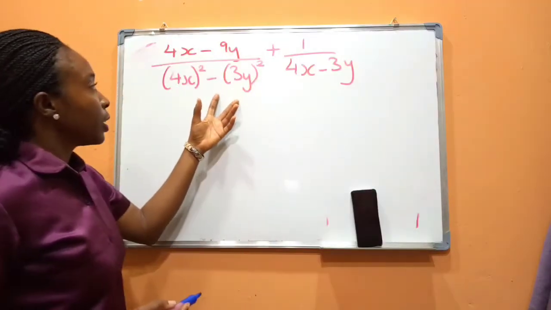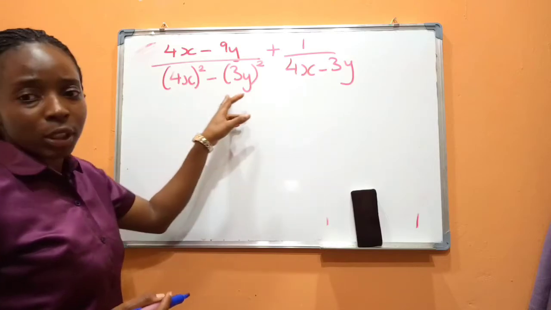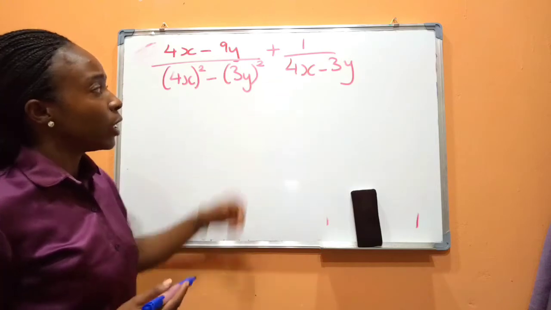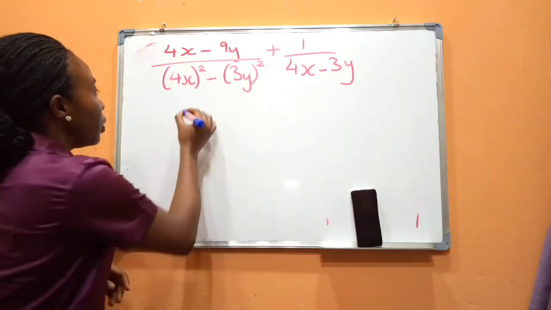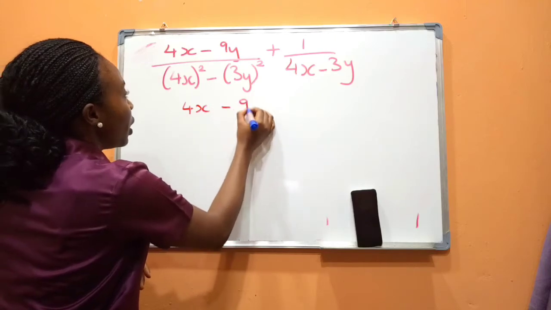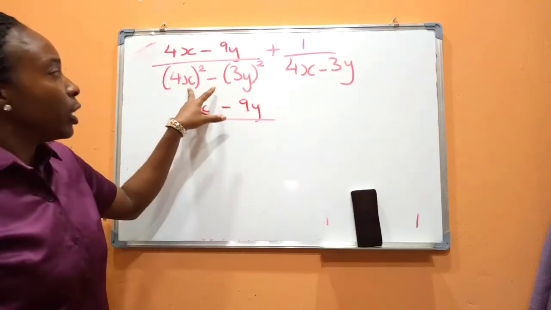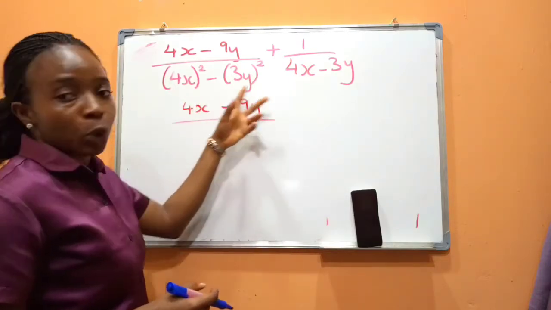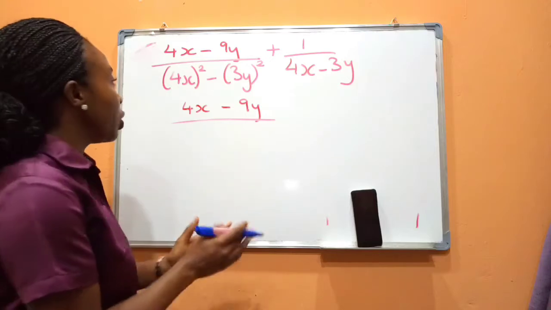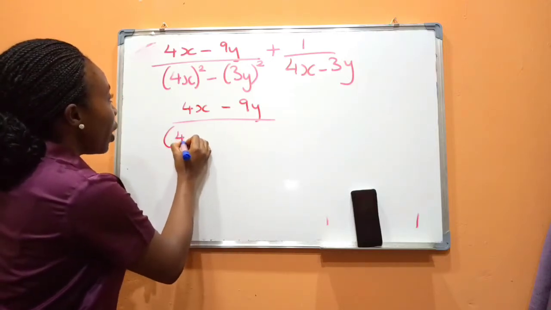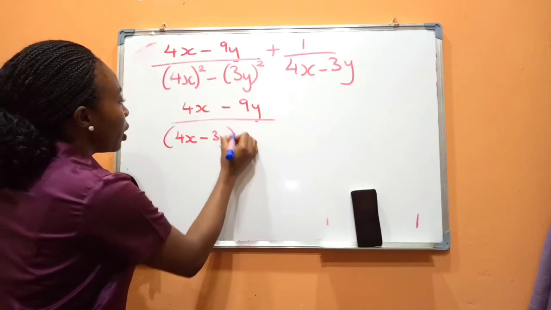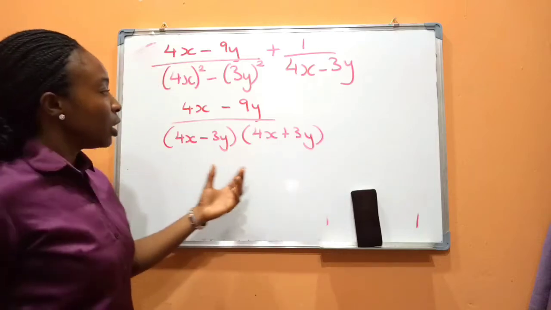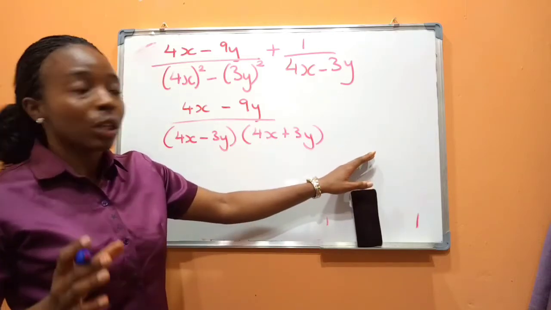So let's take a look at this example. In this situation, you can notice that the denominators have squares. How do we handle a question like this? How do we find the LCM? Now, here's what we are going to do. We're going to have 4x minus 9y. In this place, we need to make this look like this, and we do that by applying the difference of two squares. In applying the difference of two squares, you're simply going to have 4x minus 3y, and you're going to have 4x plus 3y. So you can see the two are now on the same terms. It becomes easy to solve.